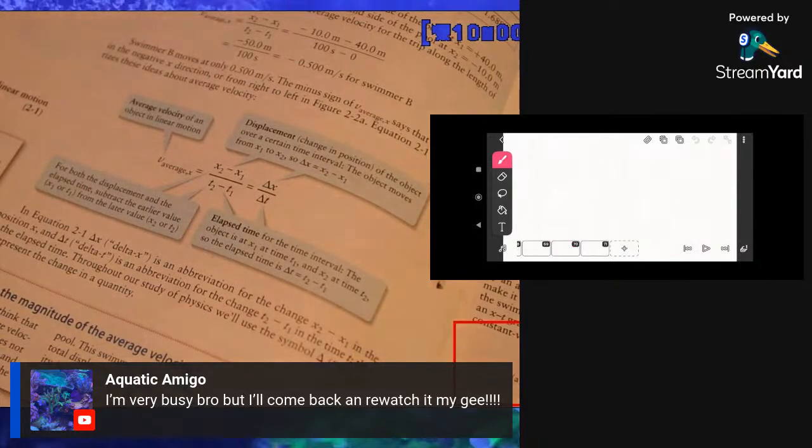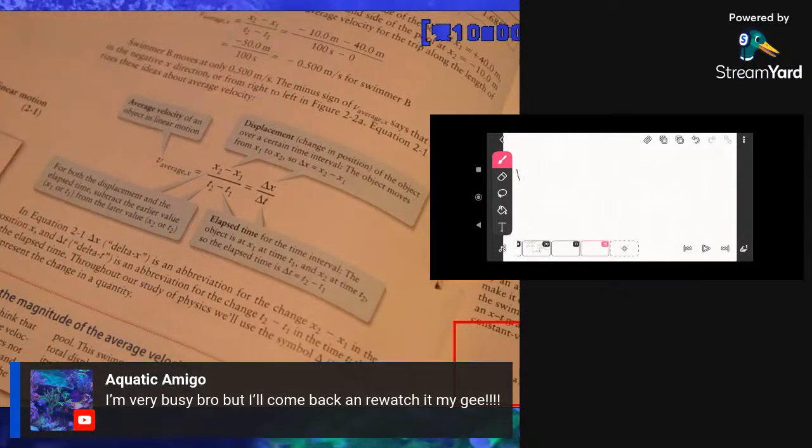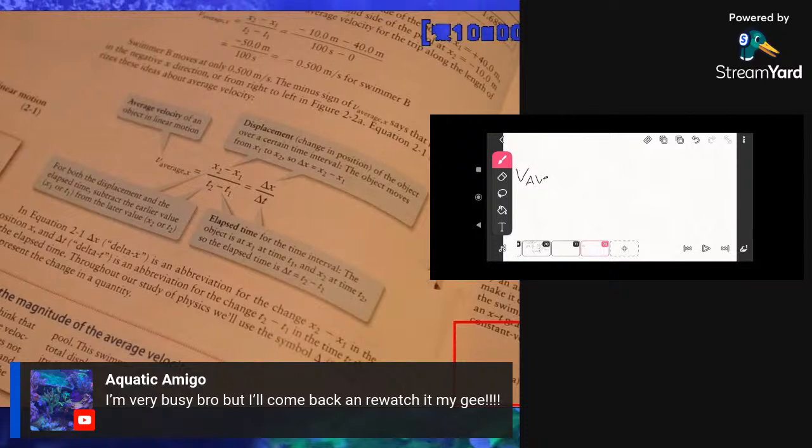Okay, so in the book where it says average velocity, I'm just going to say AV. Okay, velocity average is equal to, remember, the change in two different positions, right? So I'm going to draw an object there.